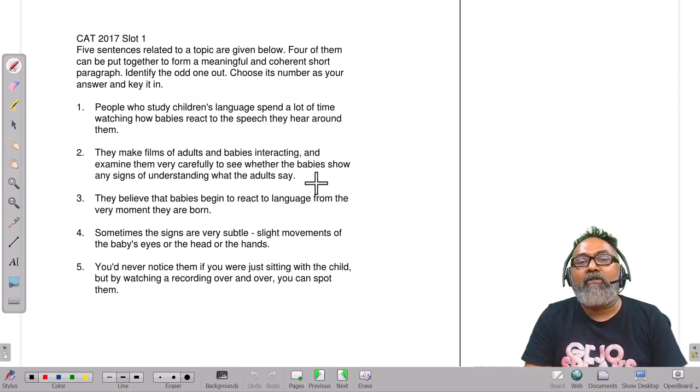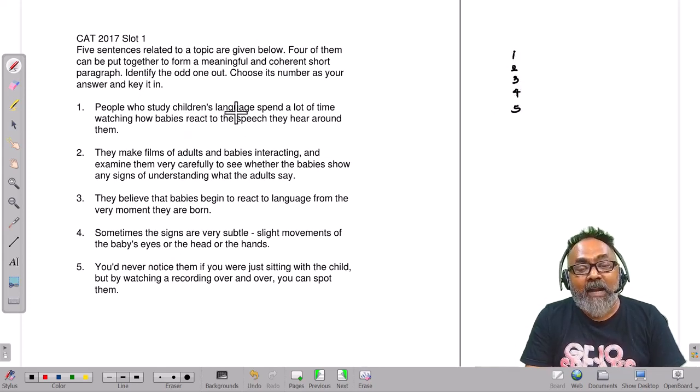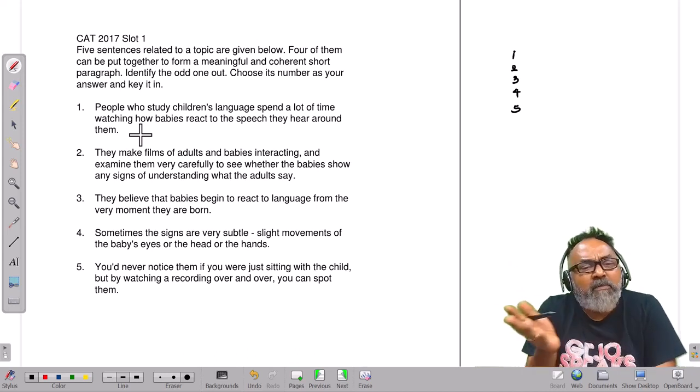This is from CAT 2017, slot number 1. The first thing I'm going to do is just read it, and if any sentence needs support, we'll figure it out. So we'll have 1, 2, 3, 4, and 5. Correct? "People who study children's language spend a lot of time watching how babies react to the speech they hear around them." Okay? Sentence number 1 is talking about people who study children's language spending a lot of time watching how babies react. Fair enough.